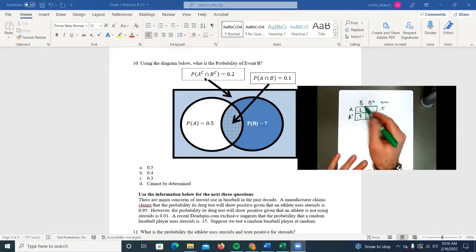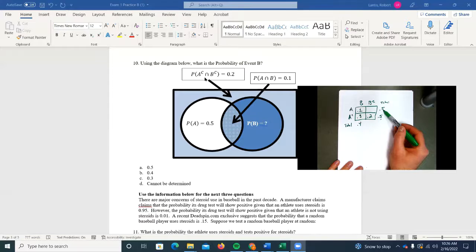Now I can head down the column to get the totals down here. The probability of B is 0.4. So you can do it that way as well. There you'd have to remember that if I have an event and its complement, they have to add up to 1. So if I know one, I automatically know the other.